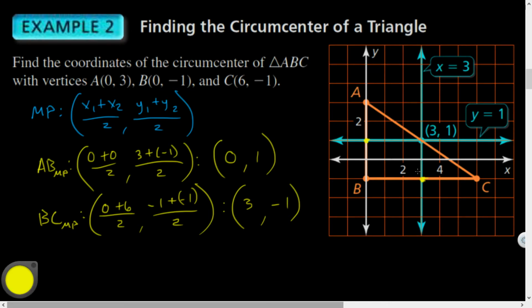Yeah, their slopes are opposite reciprocals, remember that thing? Find both of those equations, and then I would use substitution or elimination to solve the system of equations and find that point, right? So (3, 1) is the solution. This one, we could kind of do it graphically.